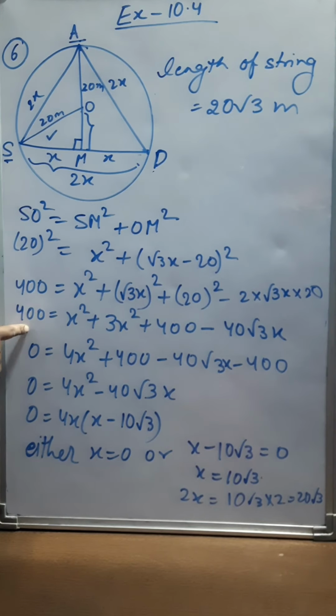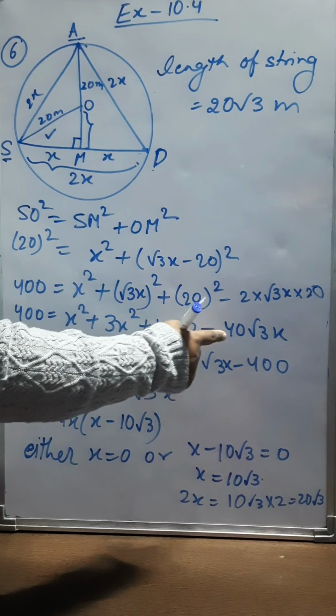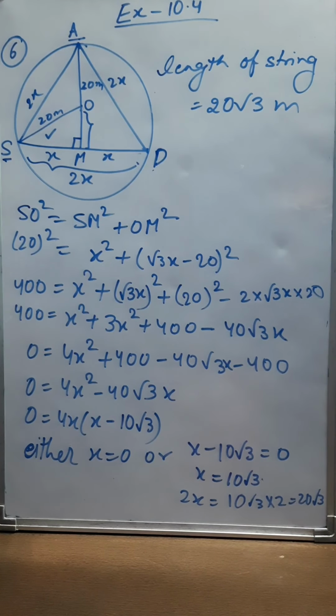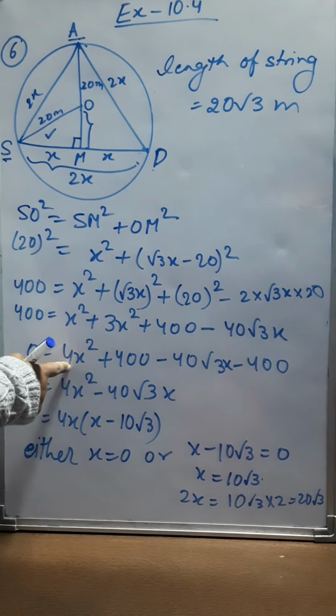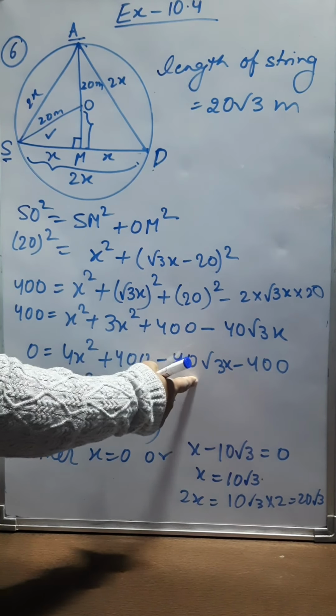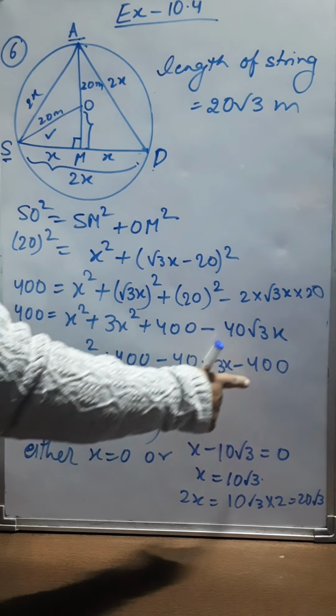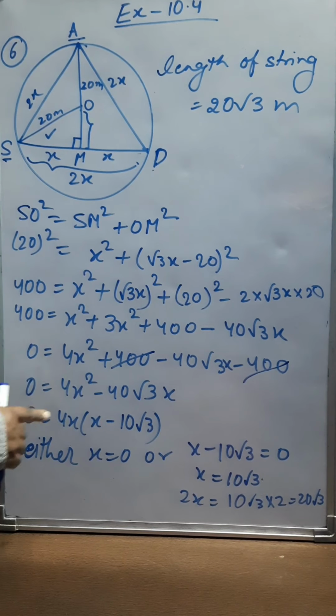When you solve this side, we have 400 minus x square plus 3x square plus 400 minus 40 root 3x. This 400 will move to that side. So x square plus 3x square will give you 4x square plus 400 minus 40 root 3x, and this 400 is shifting to that side as minus 400. These two will get cancelled. We are left with 4x square minus 40 root 3x.